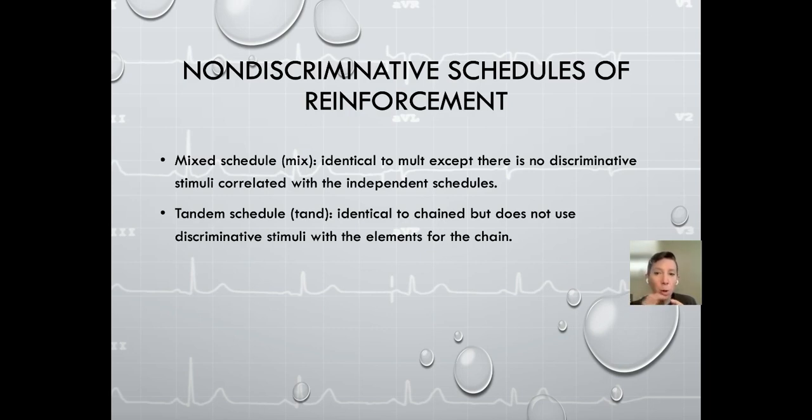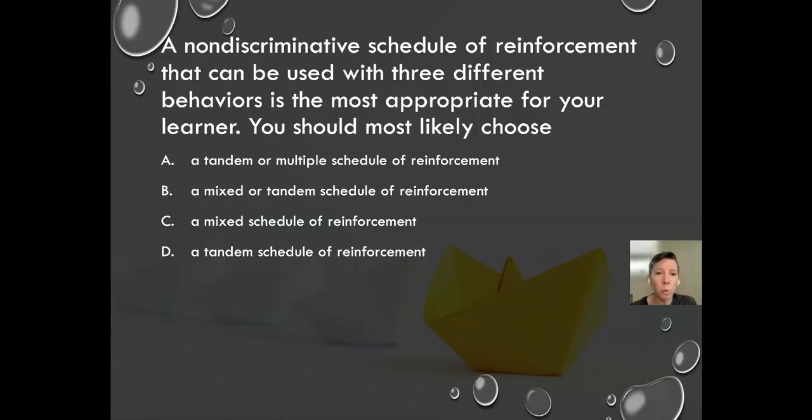So chained and tandem are going to be the ones that you most likely use for multiple behaviors, whereas mixed schedules and multiple schedules are not typically used for more than one behavior. So looking back at our question, it's asking us two things. We need a non-discriminative schedule, and it needs to be used with three different behaviors. So non-discriminative means it can only be mixed or tandem. And three different behaviors means it can't be mixed. So that only leaves tandem. So D is the correct answer here, a tandem schedule of reinforcement.